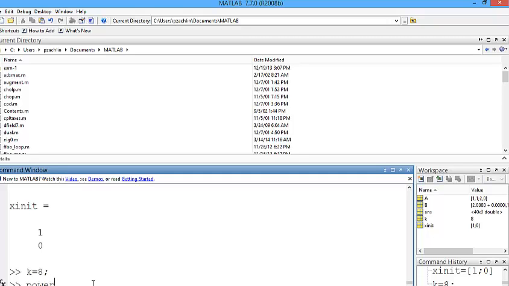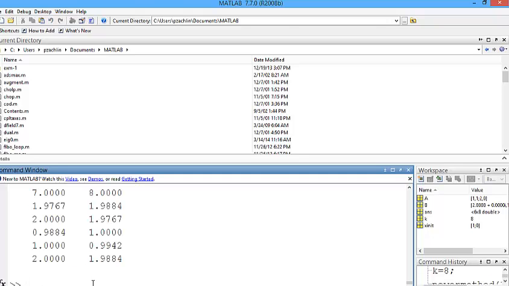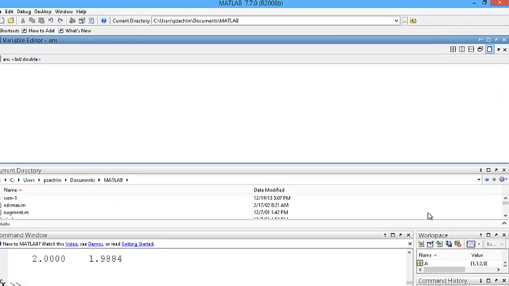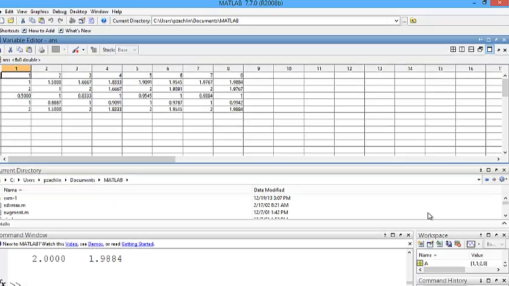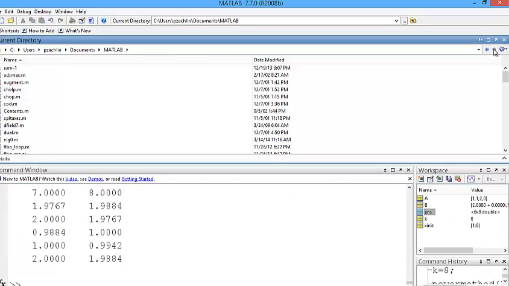Power method of A comma x init comma k. Enter. Well, it did it. What the heck did it do? One thing it did is it probably gave me the data. Hey, that looks kind of like what we had. Okay. I think the example was 1 by 1, wasn't it? Wasn't the answer 1, 0?